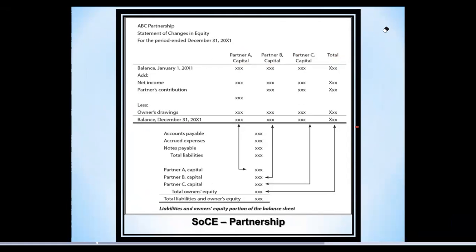And it is still the same. We have the balance, add net income and partners' contributions, less the drawings, then the ending balance. In the liabilities and owners' equity portion of the balance sheet, this will be the result. Instead of owner's capital, there should be partner A capital, partner B capital, partner C capital. The ending capital balance of partner A will be reflected here, and partner B will still be reflected here in the statement of financial position.